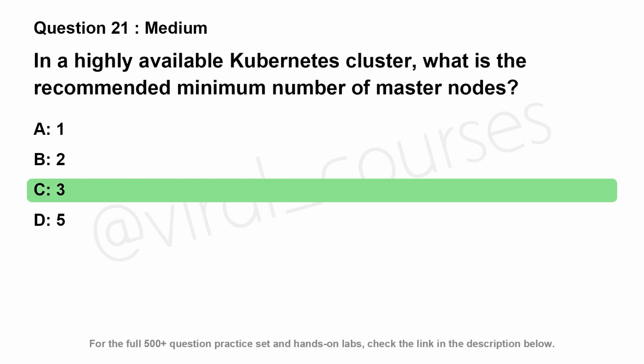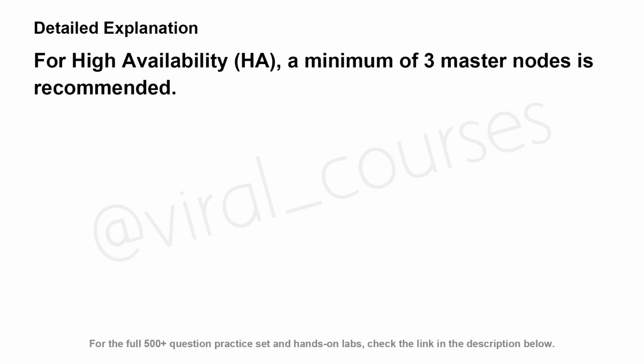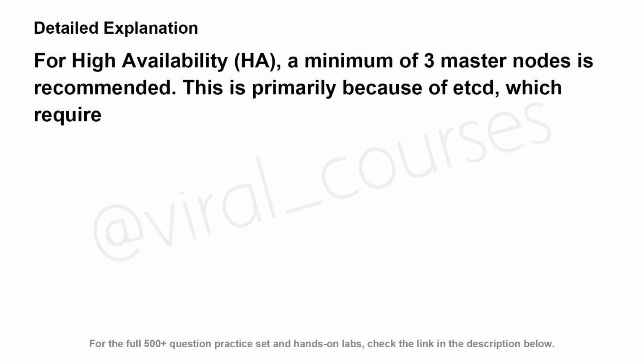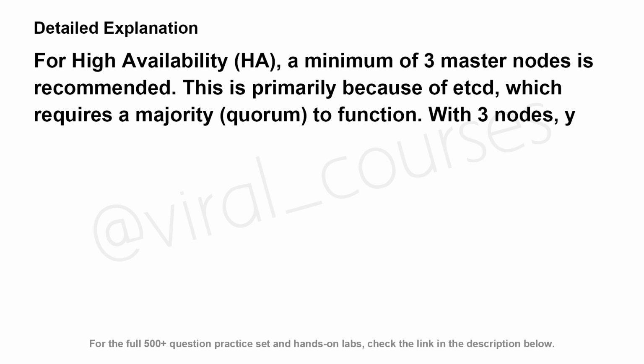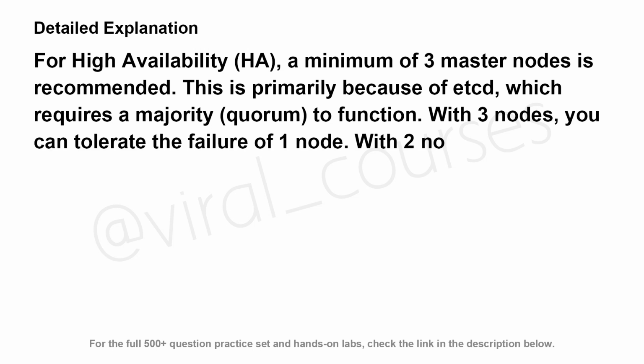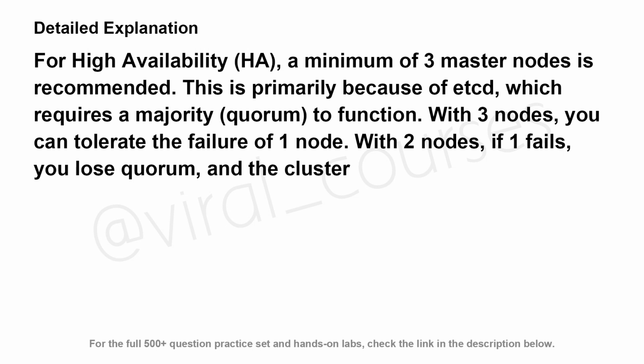The correct answer is C. For high availability, a minimum of 3 master nodes is recommended. This is primarily because of etcd, which requires a majority quorum to function. With 3 nodes, you can tolerate the failure of one node. With 2 nodes, if one fails, you lose quorum, and the cluster stops functioning.